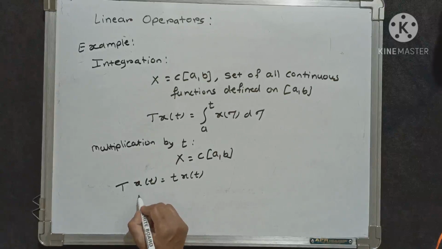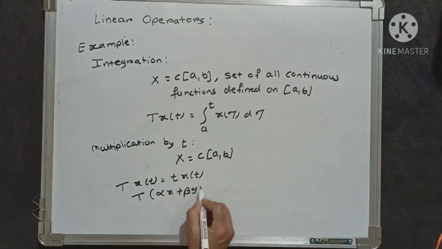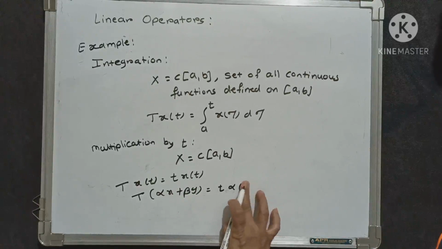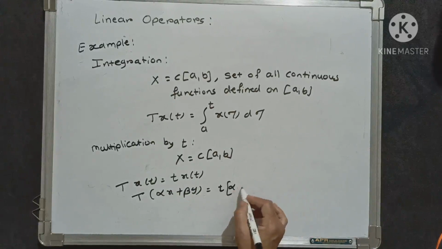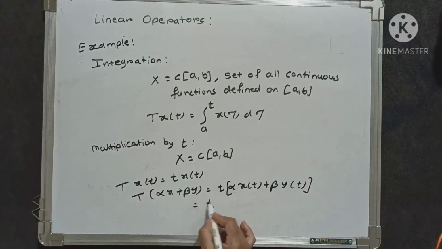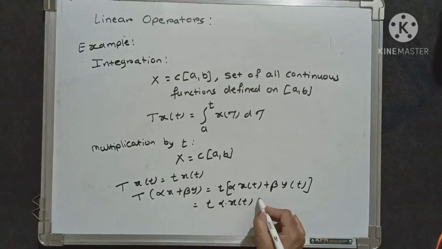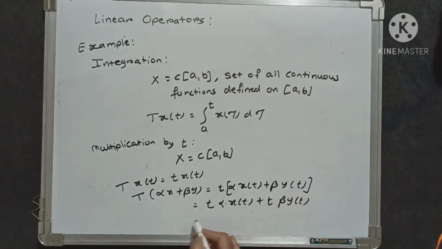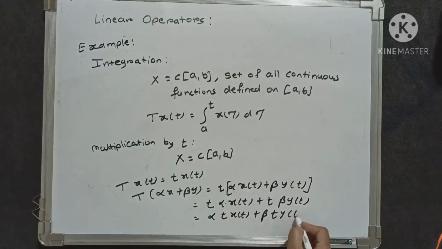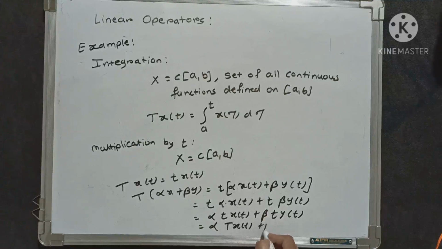Here again this multiplication by t is a linear operator, because T of (alpha x plus beta y), by using this definition, is equal to t times (alpha x(t) plus beta y(t)), which is equal to alpha t x(t) plus beta t y(t), and this is equal to alpha T x plus beta T y. Therefore multiplication by t is again a linear operator.